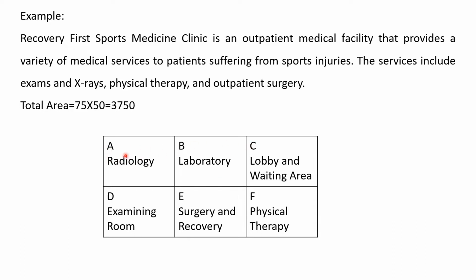A, B, C. A is radiology, B laboratory, C lobby and waiting area, D examining rooms, E surgery and recovery, F physical therapy. So by gathering information about the closeness, we will modify this layout, or we will check whether there is an improved layout or not.